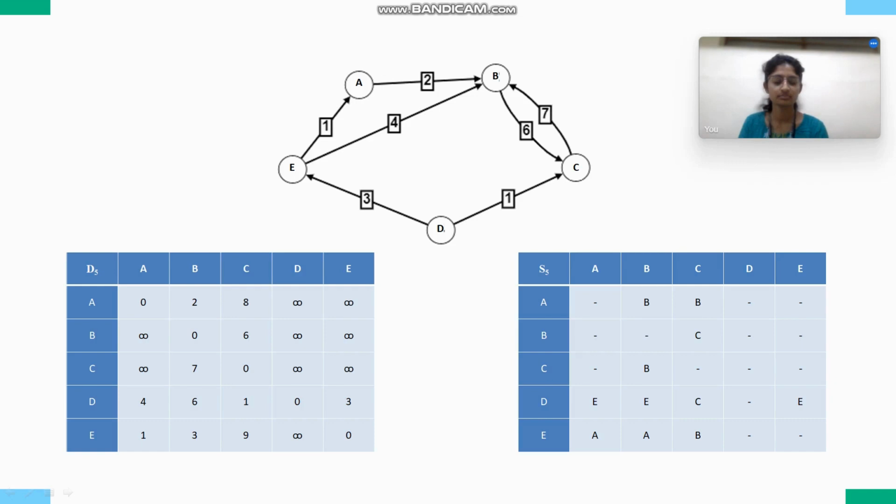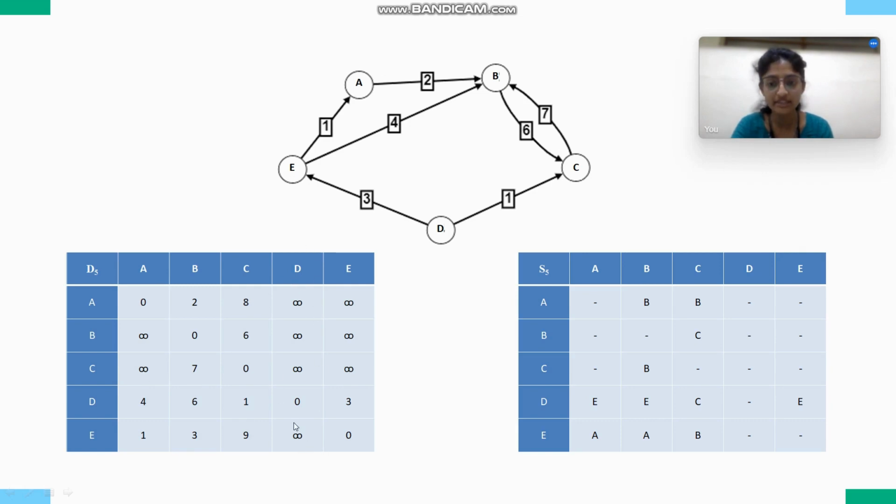Now these are the final entries of the distance matrix as well as the successor matrix. We can see that some of the entries will continue to be infinity, which means that there exists no path in the directed graph. Since the graph is directed, it is possible that there is no path at all from a particular vertex to another vertex. For example, if we consider from C to A, you can see that there are no directed paths. C to B we can go, but from B we cannot reach A. So C to A continues to be infinite.